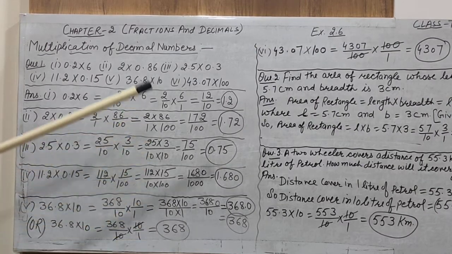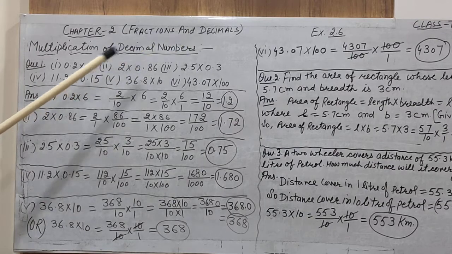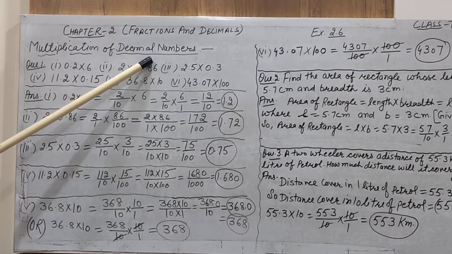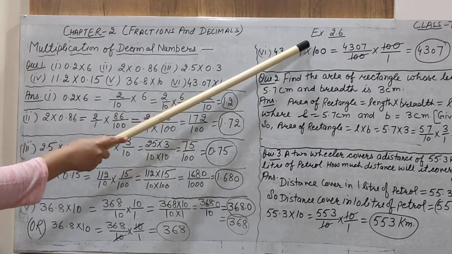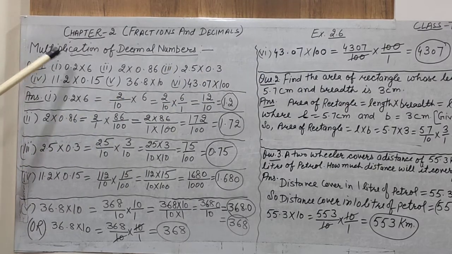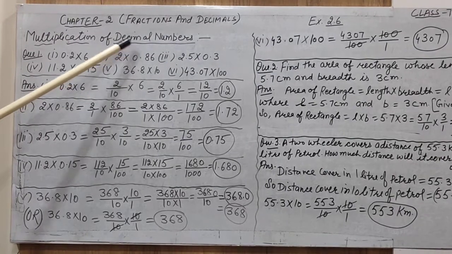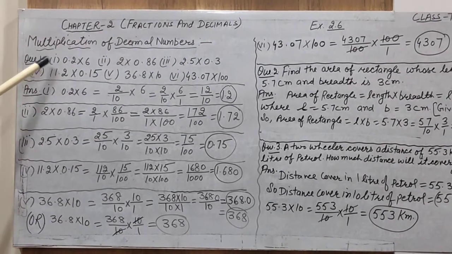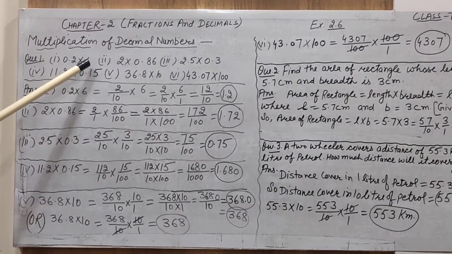Hello student, let us start the next topic of the decimals, that is multiplication of the decimals related to exercise 2.6. Alright, let us start with a few questions related to decimals multiplication. The first question is 0.2 multiplied with 6.